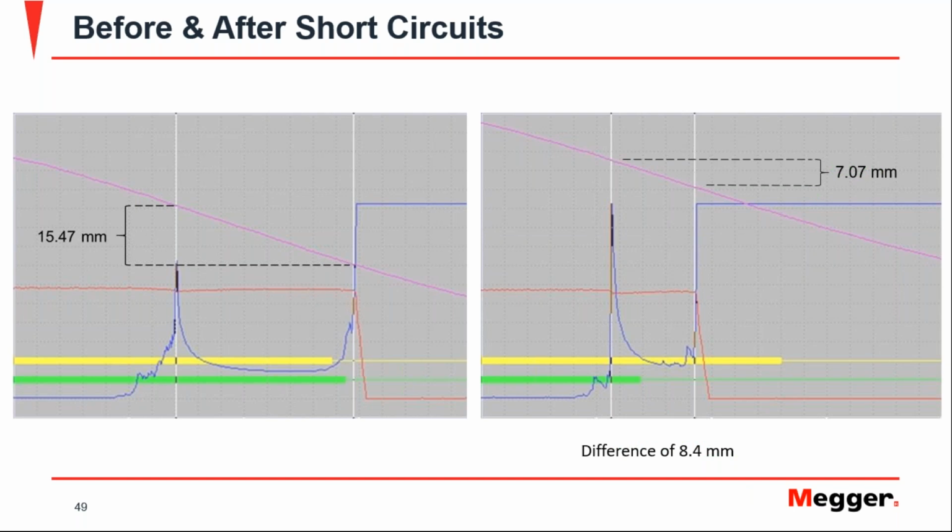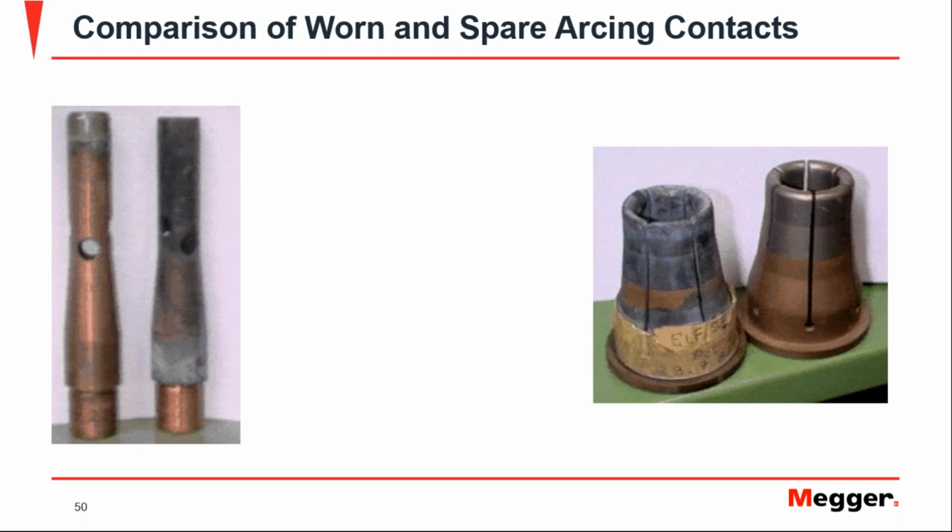Definitely the arcing contact wears, and it reduces the length, and at a certain point it is going to be at the same level as the main contact, and at that point the main contact starts suffering. So now you can avoid that.